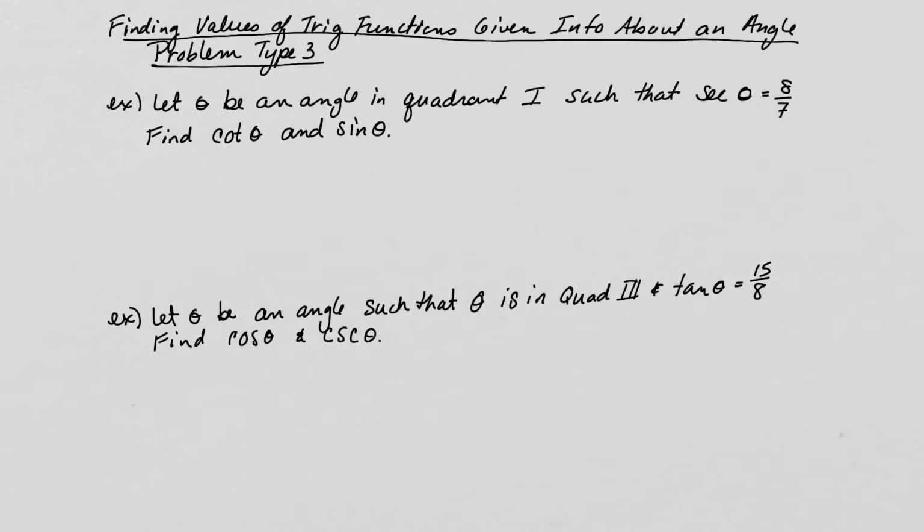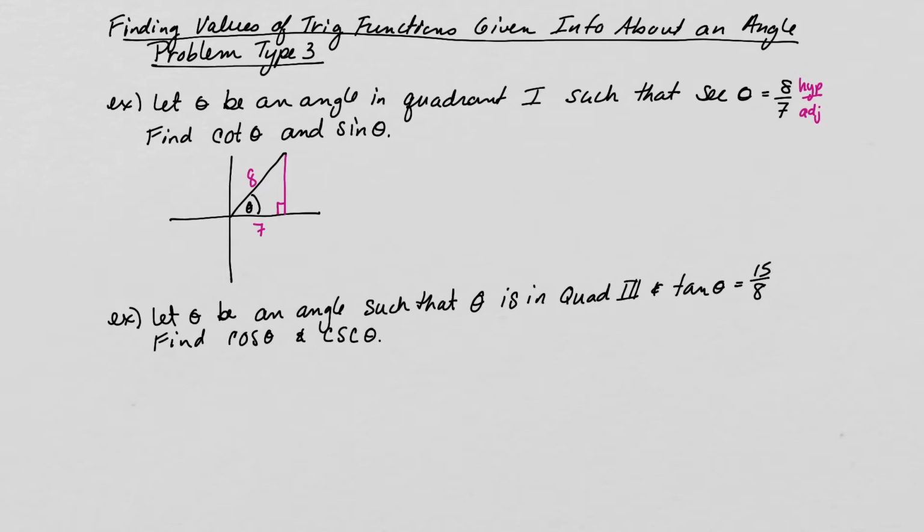So the first thing to recognize is to remember what secant is. Remember, secant is the hypotenuse over the adjacent. And so if we draw that, we have some angle that's sitting in quadrant 1. So here's my angle theta, and the hypotenuse would be 8, and the adjacent, so if I drop down here and make a triangle, the adjacent is going to be 7. So the first thing I have to do is find that side.